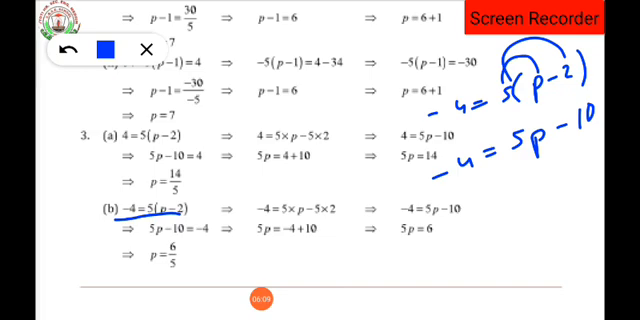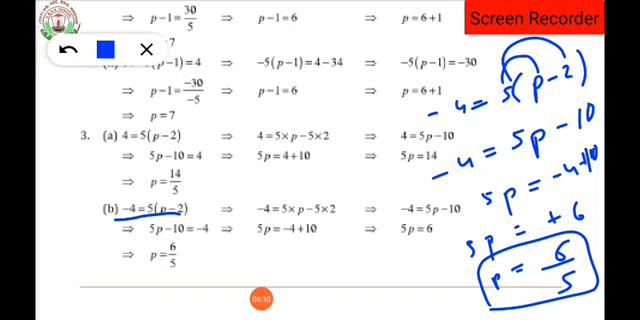Now transposing it will become 5p is equals to minus 4 plus 10. So plus and minus will be minus itself. So 5p is equals to plus 6, as 10 is a greater number, so its sign will come in the answer. So p is equals to 6 upon 5 is the required answer. Clear everyone? Have you understood?